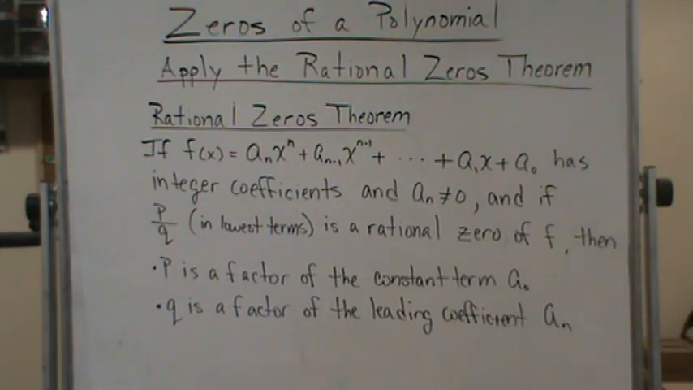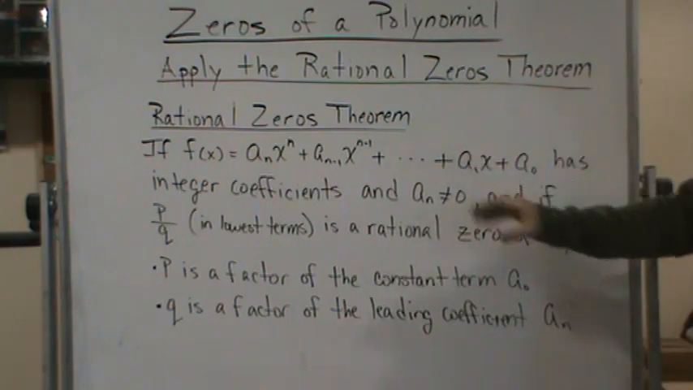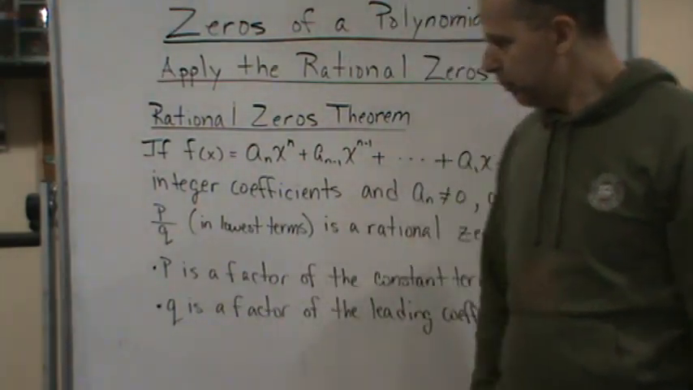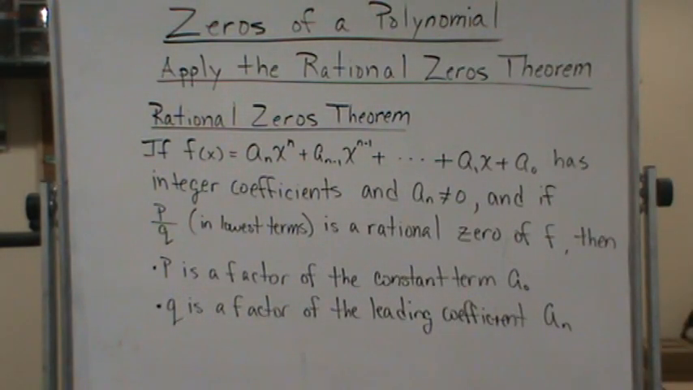Okay, so now how does this help us? Well, it doesn't help us directly in applying this theorem because this assumes we know p over q is a zero. But it does help us in finding possible candidates for being a rational zero of a given polynomial.